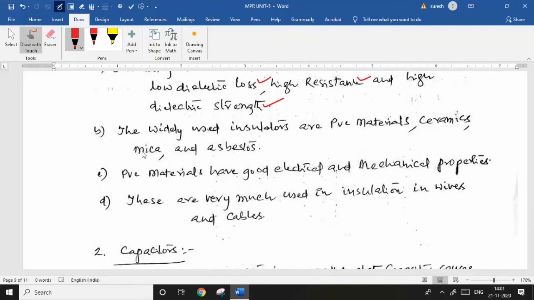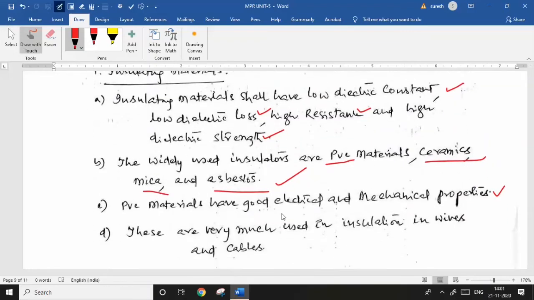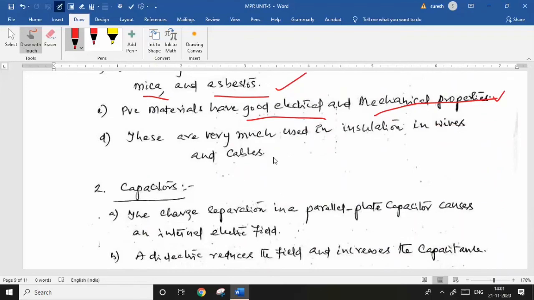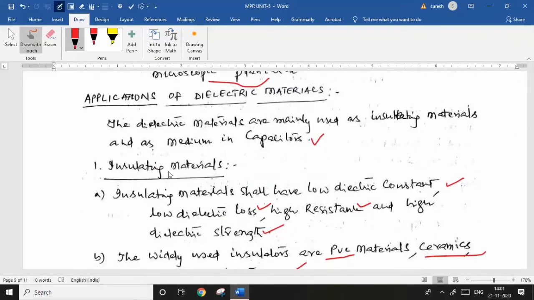Second, they are widely used in insulators and PVC materials. What is PVC? PVC means polyvinyl chloride. These dielectric materials are extensively used in insulators and as PVC materials, in ceramic industries, mica and asbestos materials. Polyvinyl chloride has good electrical and mechanical properties. This is one of the benefits. Why do we use PVC as one of the best insulating materials in dielectrics? Because it has very good electrical and mechanical properties, and it is widely used in insulation of wires and cables. Therefore, these are some of the most useful insulating materials.